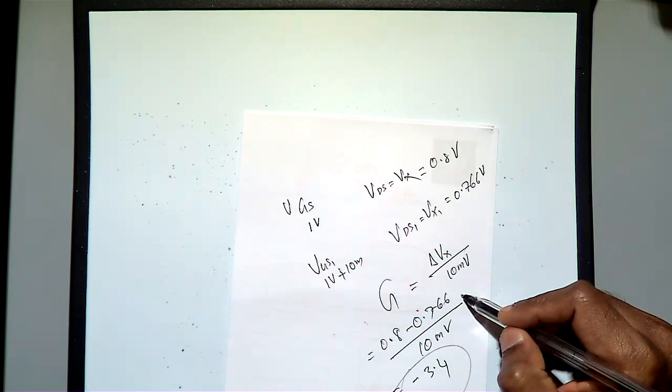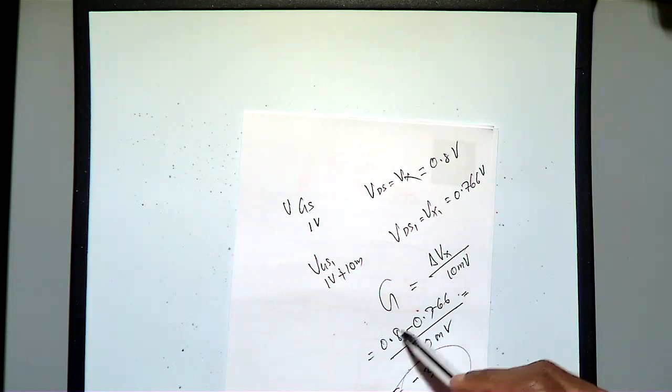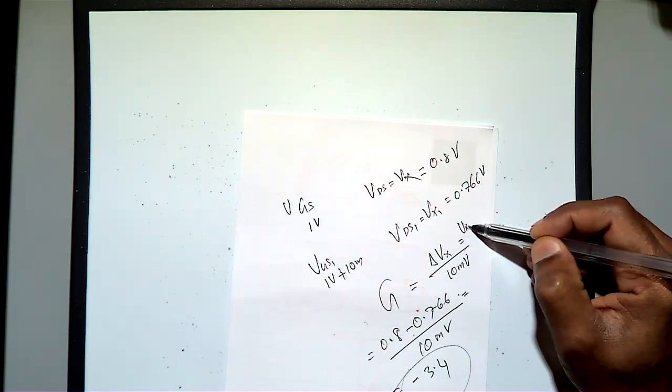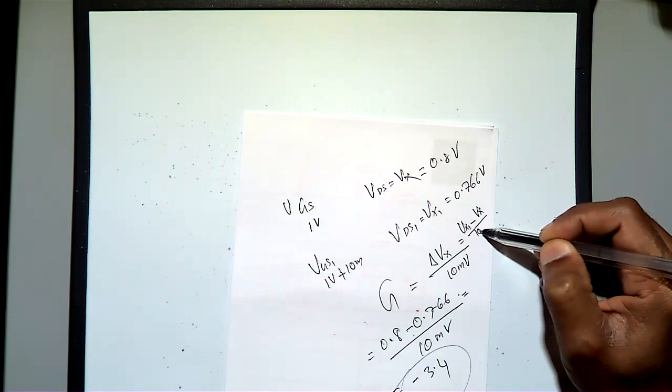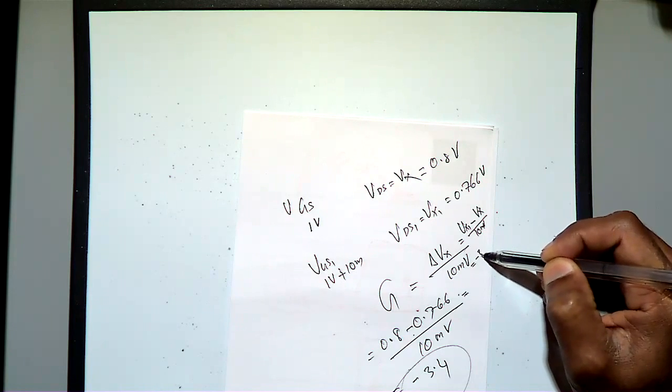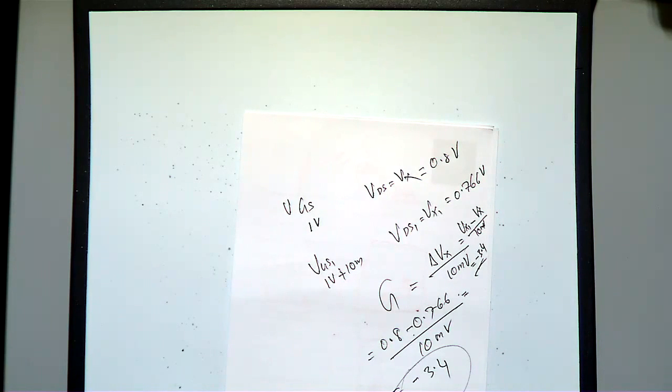And that's the reason if you take it like this, you are getting a positive, but actually delta Vx equals Vx1 minus Vx divided by 10 millivolt, and then you are getting minus 3.4. So there is a minus sign, and the minus sign is coming because your signal is inverted in the case of a common emitter, or the common source amplifier. So that's how we get a negative sign. The magnitude is 3.4. So please don't divide 0.766 by 10 millivolt, or by 1 volt. Don't do that. You have to see how much the change is, because the question is what is the change.